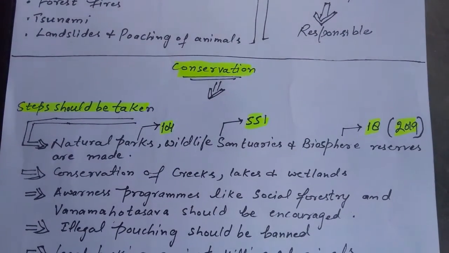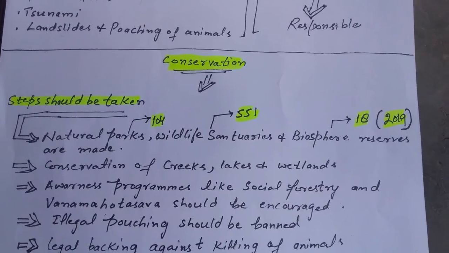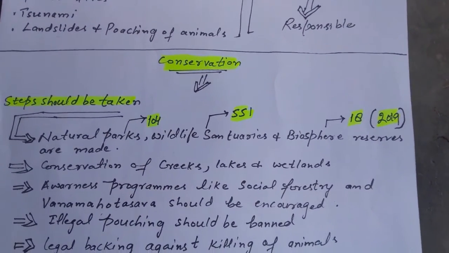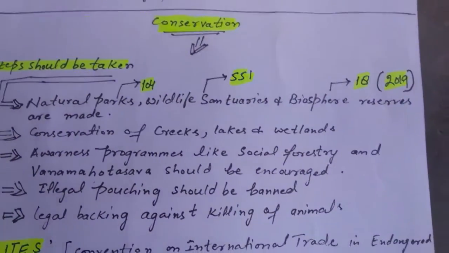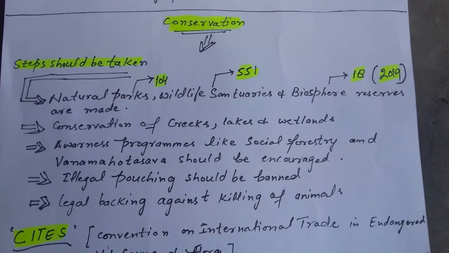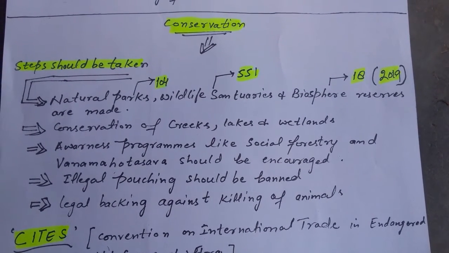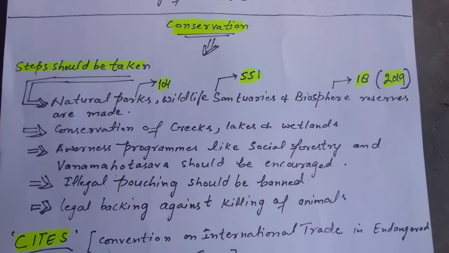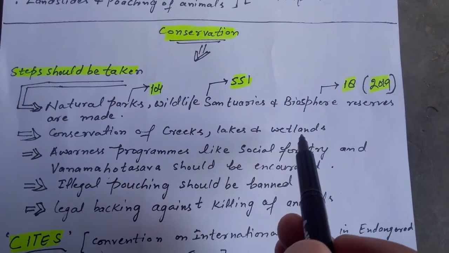Next one is conservation of creeks, lakes and wetlands. Here are the words creeks, lakes and wetlands. Creeks are sources of water, where we get water from. Lakes and wetlands are also sources of water. Conservation of creeks, lakes and wetlands is also responsible for the conservation of wildlife.